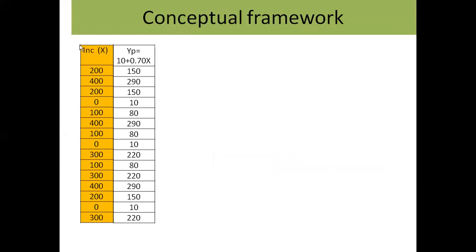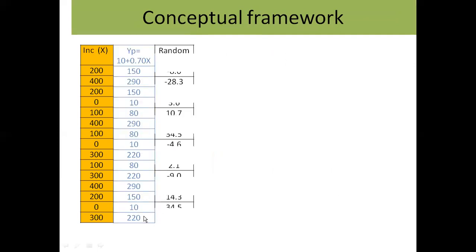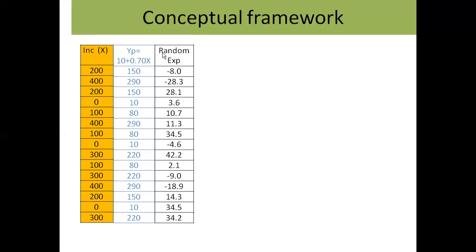So this was my problem. This was income. This was my deterministic way of knowing expenditure. Now I computed what I called the random component. How were these numbers obtained? They were obtained from a normal probability distribution, in such a way that the mean of the distribution is 0 and the standard deviation is 20. So I generated this data by computer.